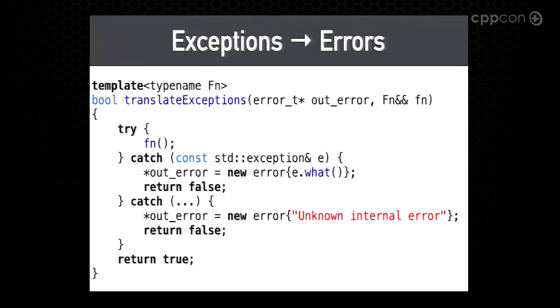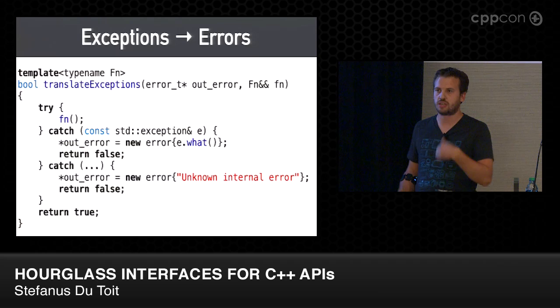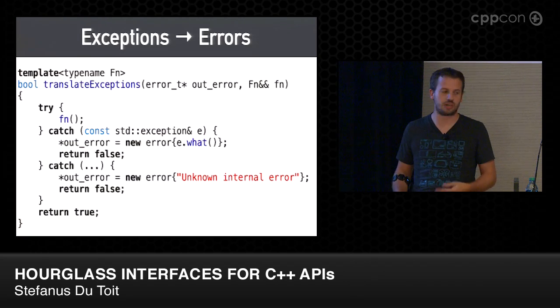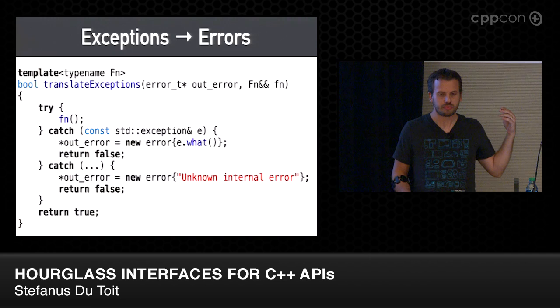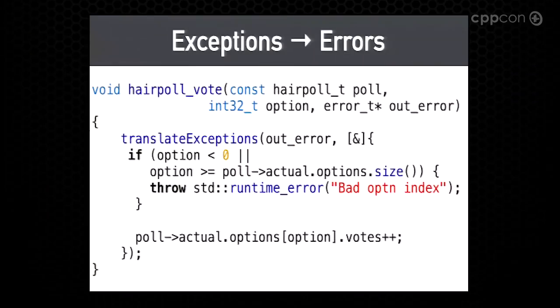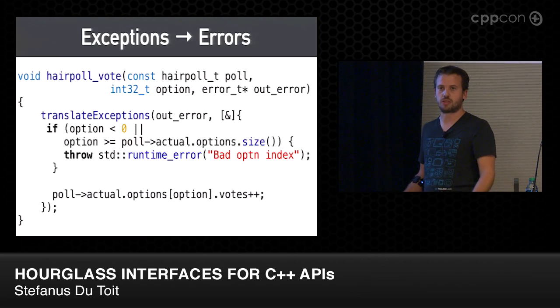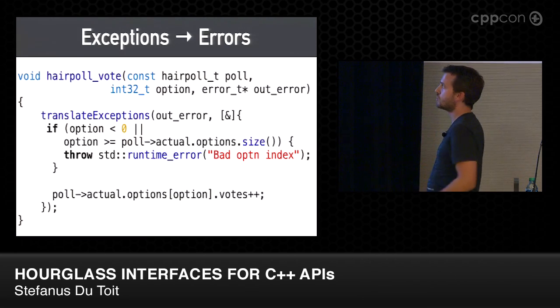OK, so what about going the other way around? So I'm now at the bottom of the hourglass, and I want to take something that could throw, and I want to turn that exception, if I catch one, into one of these errors. So you can do this in a bunch of different ways. Let me just jump ahead for a second and show how this is used. So here's a case. It's our good old friend hairpole vote. And in hairpole vote, you give it an option, which actually turns out is behind the scenes an index into a vector. And if it goes out of bounds, we want that to be an error. We don't want that to just crash or do something else bad, undefined.